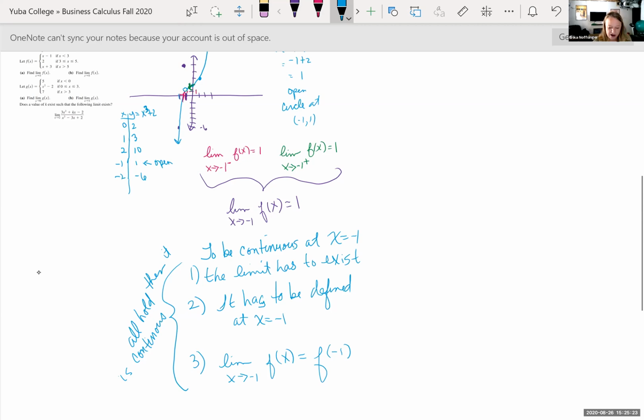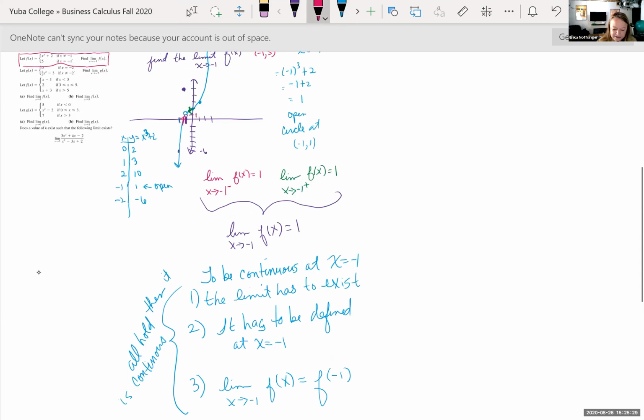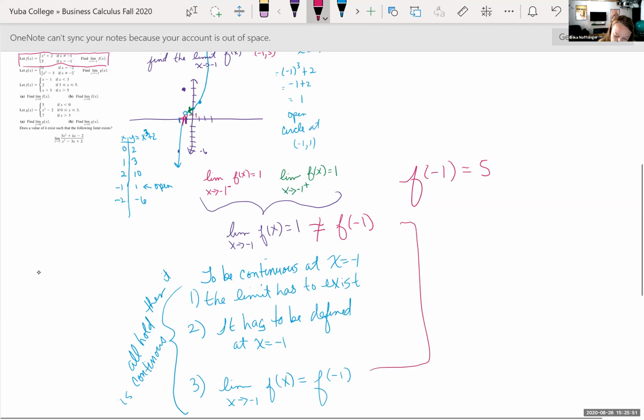Notice that f of -1 we had seen was 5. So up here we said f of -1 was 5. And so notice that this does not equal f of -1. So condition 3 doesn't hold. So this condition doesn't hold here. So it's not continuous at -1.